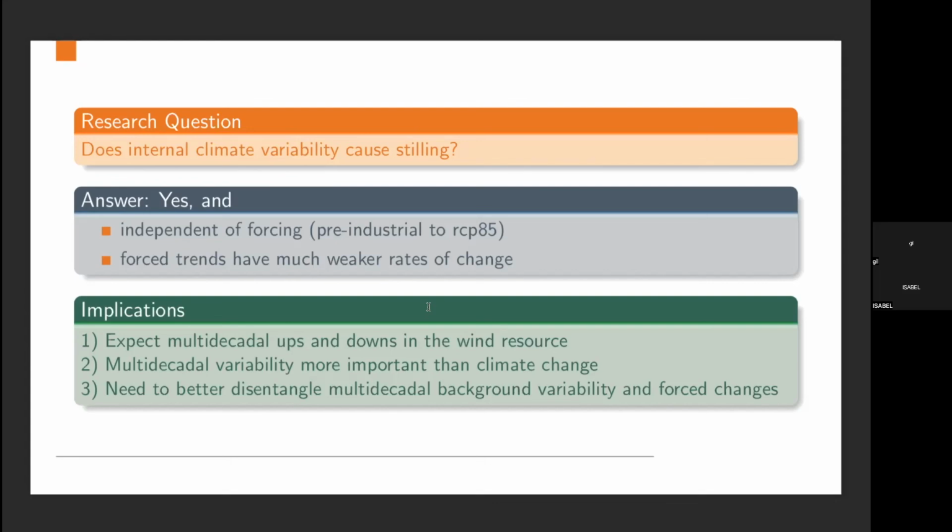The first one is we need to expect ups and downs in the wind resource over multiple decades. And that also means that using 20 years of historical data is just not good enough. Second one, multi-decadal variability is more important than climate change, certainly up to 2040, 2050 or so. And then the last one is, and that's more of a methodological comment, we need to make sure to better disentangle the variability and climate change, because often we only look at what the model tells us for 2030 to 2050, but we don't separate what is forced and what is variability.